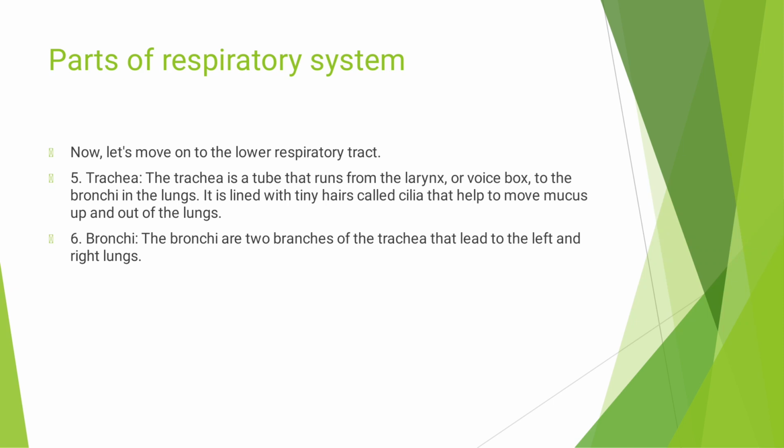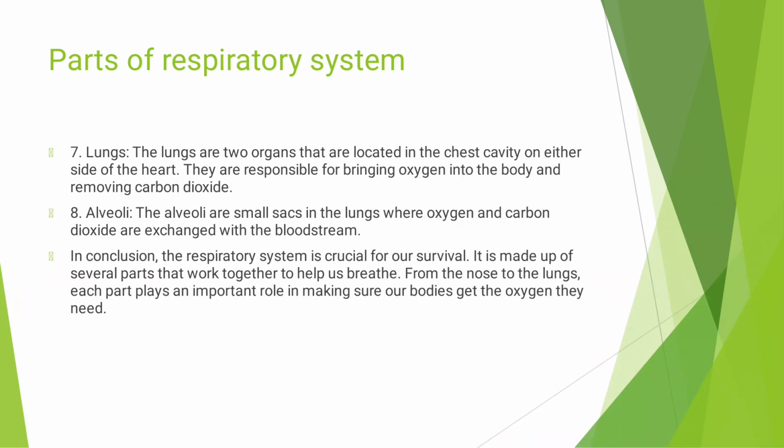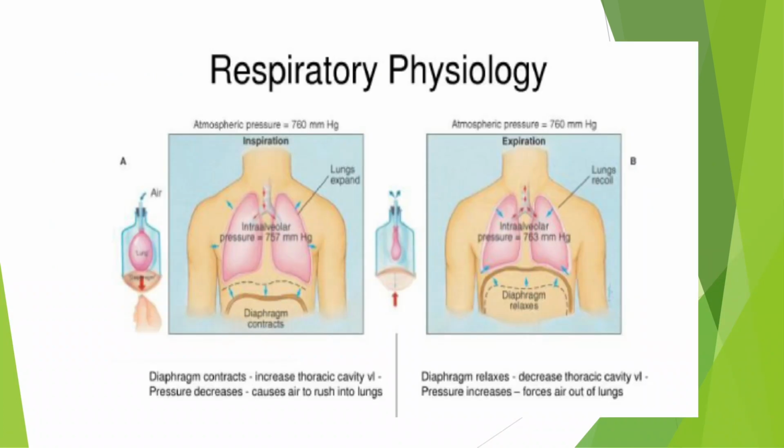Then bronchi. Bronchi are the two branches of the trachea that lead to the left and right lungs. Then lungs. There are two lungs. They are located in the chest cavity on either side of the heart. They are responsible for bringing oxygen into the body and removing carbon dioxide. Then alveoli. The alveoli are small sacs in the lungs where oxygen and carbon dioxide are exchanged within the bloodstream. These are all the major parts of the respiratory system.